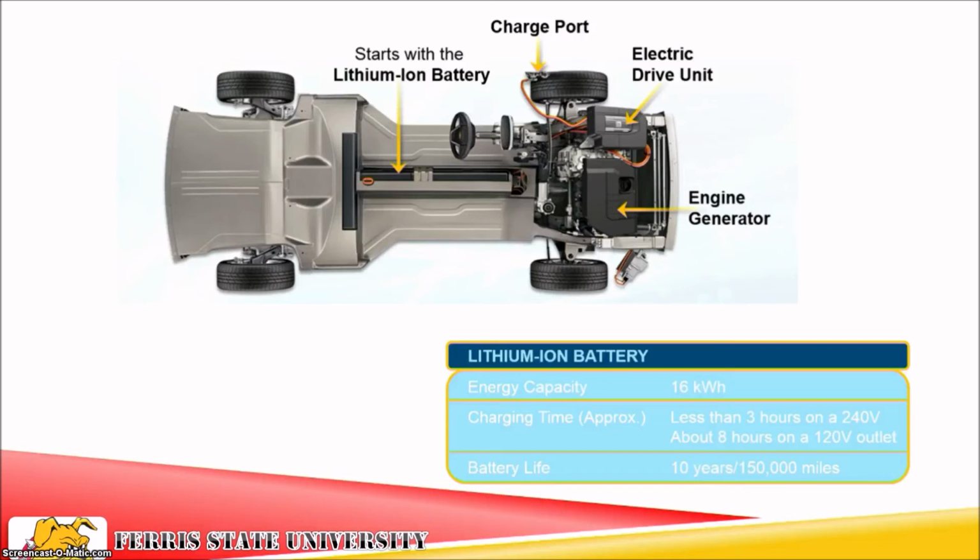Some of the specs on the lithium-ion battery: it has a 16 kilowatt hour battery. Charging time can be improved by charging at a 240 volt outlet. It can bring the charge time to less than 3 hours, but with a 120 volt outlet, it's about 8 hours. So it's an overnight charge to get a full charge on 120 volt. Battery life expectancy is around 10 years or 150,000 miles, whichever comes first.